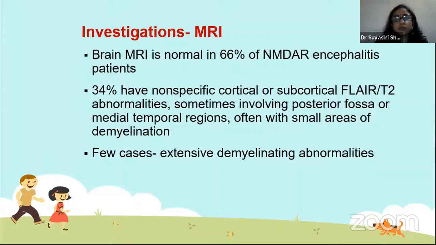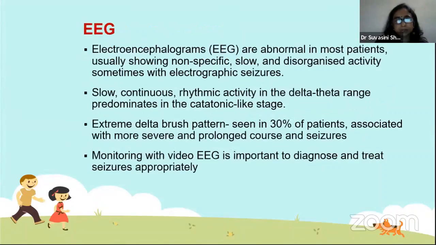Of course, in any child who is presenting with an encephalitic presentation, you get an MRI done. That is normal in 70% of the patients. One third of them may have non-specific cortical or subcortical abnormalities, sometimes involving the medial temporal regions. Very rarely, there can be extensive demyelinating abnormalities. Some cases of overlap with the NMO spectrum or MOG spectrum have also been described with NMDA receptor encephalitis. EEGs will usually be obtained because these children have seizures, but they are mostly non-specific, slow and disorganized.